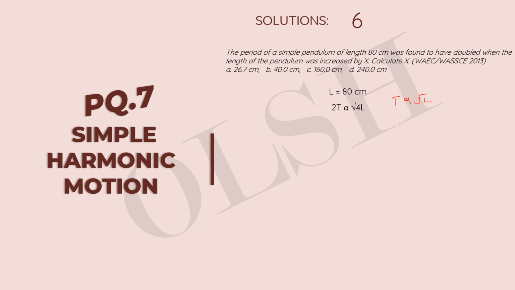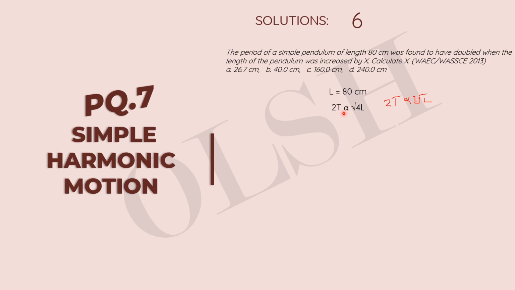So basically we have 2t, and we have to add 2 to this other side, so we have 2 root L. But this is the same as root 4 root L, because 2 is the same as root 4. So we have 2t proportional to root 4L. That's how we got this equation here.